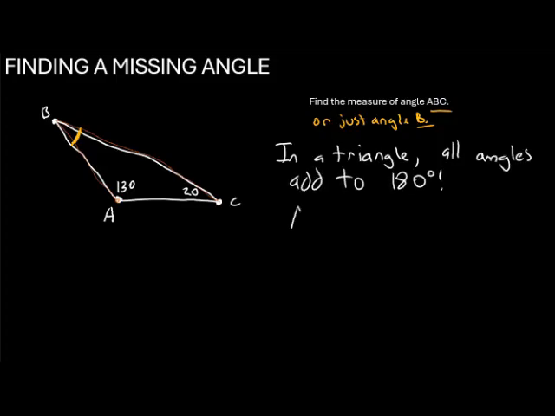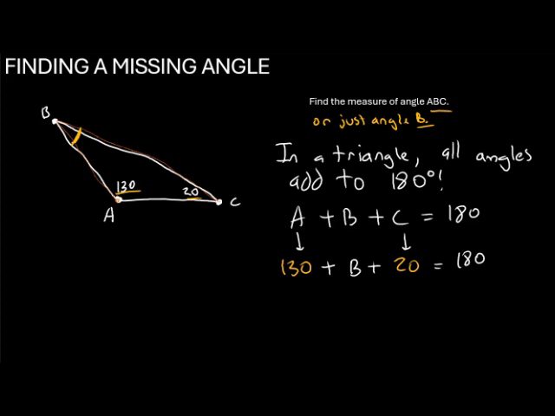We could just say that A plus B plus C equals 180. However, we know that A is 130 degrees. So we'll write that here underneath A. Then we'll say plus B, which we don't know. Then we will add angle C. We can see that angle C is 20, so we'll write that after the plus. So instead of saying A, we say 130. Instead of saying C, we say 20. This will still equal 180.